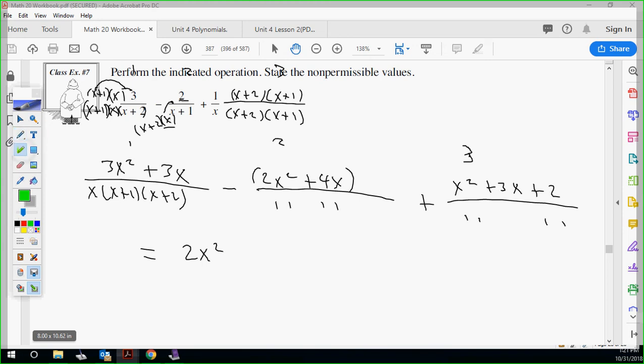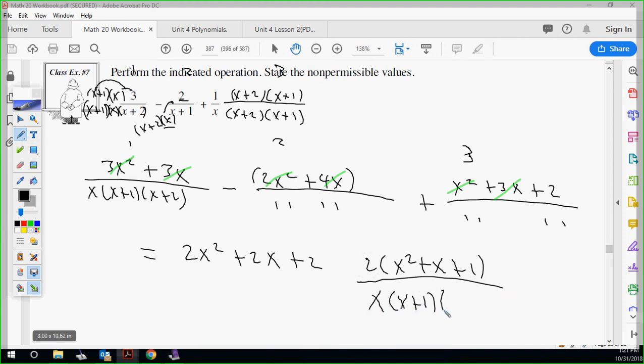So my x squareds are done. Let's cross those off. 3x minus 4x is negative x, plus 3x is 2x. Let's cross my x's off. And then just plus 2. So they'll have a 2 in common. Let's just pull a 2 out, just to see if that does anything. It gives me 2. And then it doesn't, because that's not factorable. There's no combinations of 1 that get me 1. So that's as far as you can go.